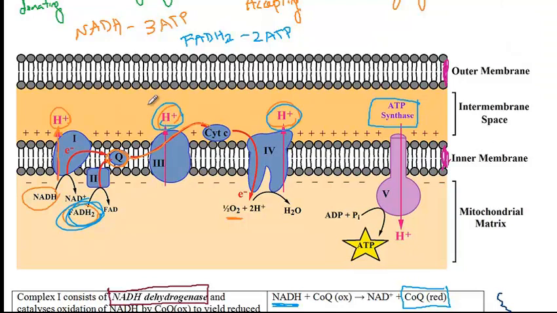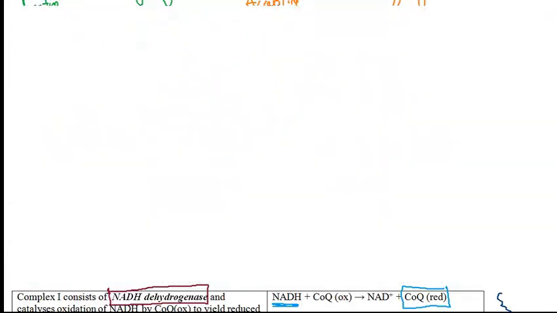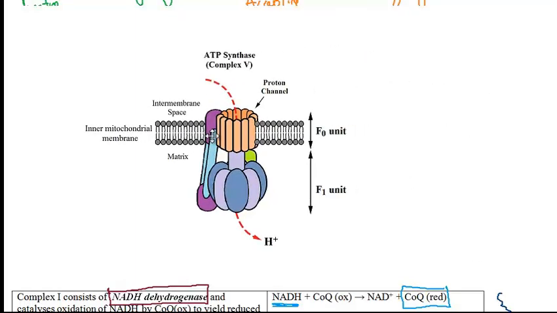So now we have an electrochemical gradient that has built up in the intermembrane space. And so that's where we need the electrochemical gradient for ATP synthase in order to function properly. So now let's go over the function of ATP synthase. So there we go. Here I have a drawing of ATP synthase for you.